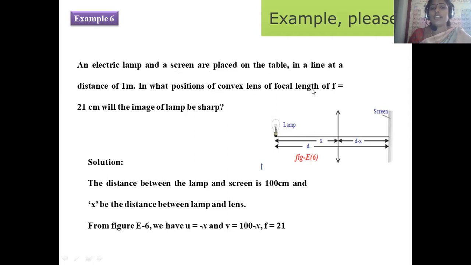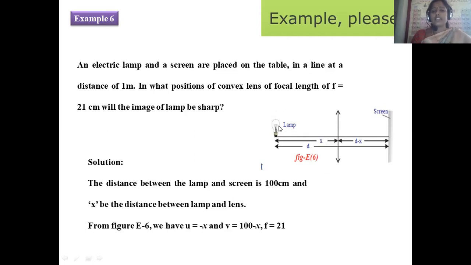In what position of the convex lens of focal length f equal to 21 will the image of the lamp be sharp? At what distance are you going to get the sharp image? What should be the position of the screen? Then only you will get the sharp image, that is to be predicted. This distance was given as 1 meter, and 1 meter is exactly equal to 100 centimeters. The lamp to screen distance was given as 100 centimeters.